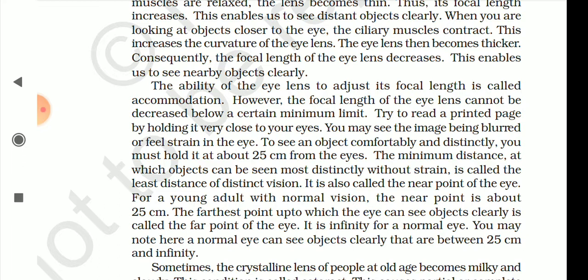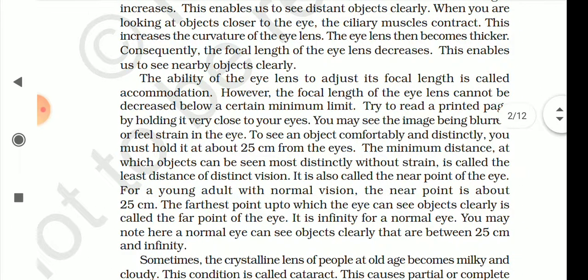The focal length of the eye lens cannot be decreased below a certain limit. So the near point of the human eye is always 25 centimeter. See students, they have written over here that to see an object comfortably and distinctly, you must hold it at about 25 centimeter from the eyes. I hope you are clear with this.